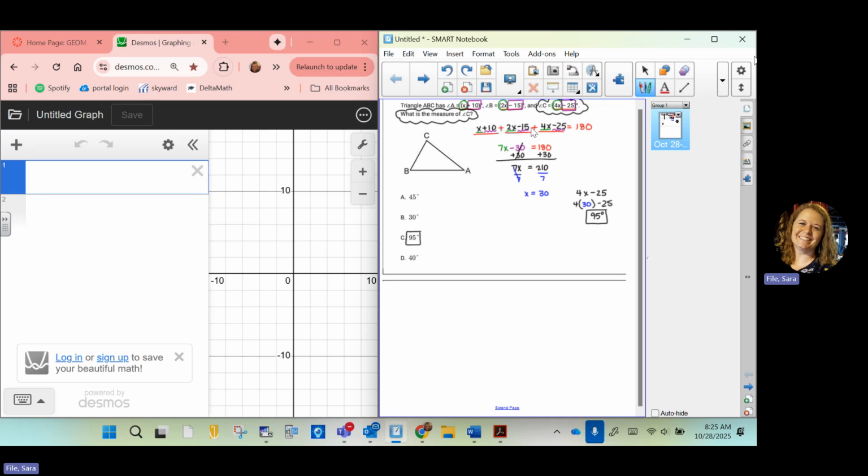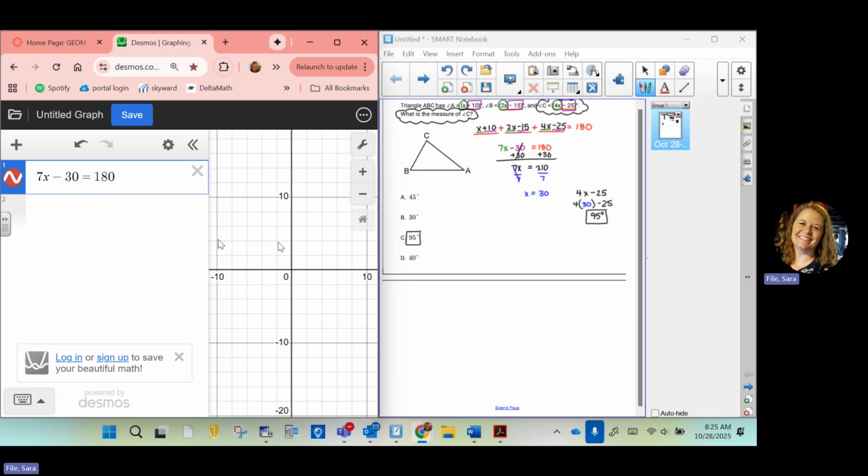If you know how to set up the equation, y'all can type an equation in Desmos. Do you know that? So you could type in that really long one, or you could type in what you got here, 7x minus 30 equals 180. Oops, I didn't get an equal sign. Let me get an equal. Okay, so 7x minus 30 equals 180.